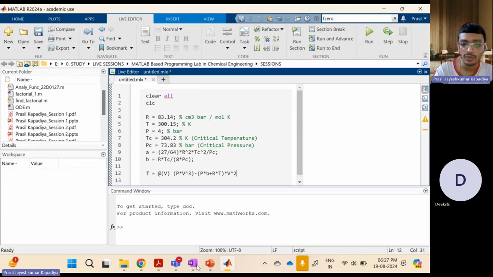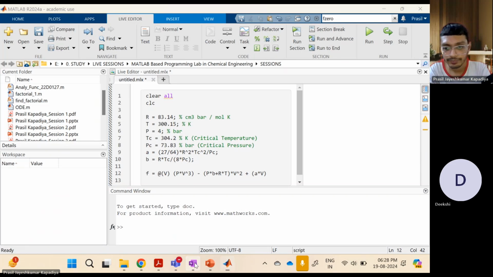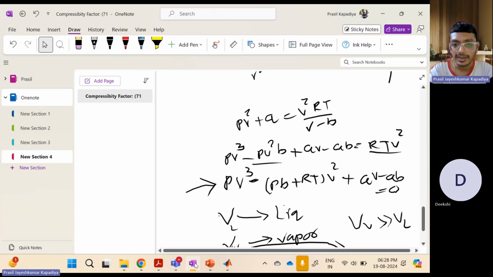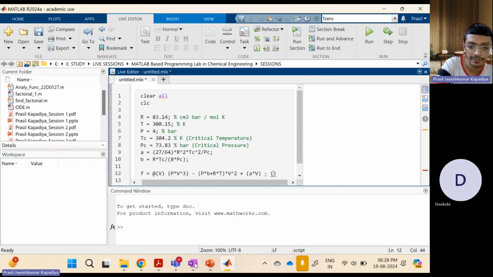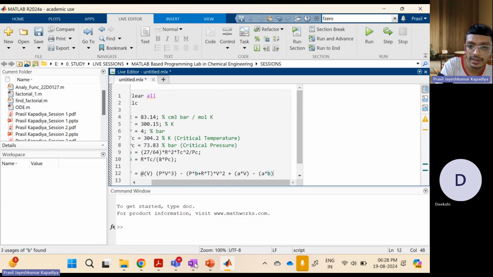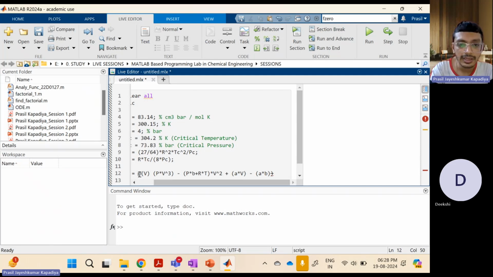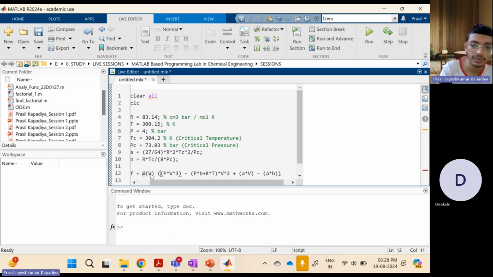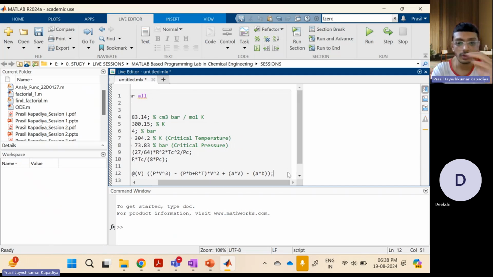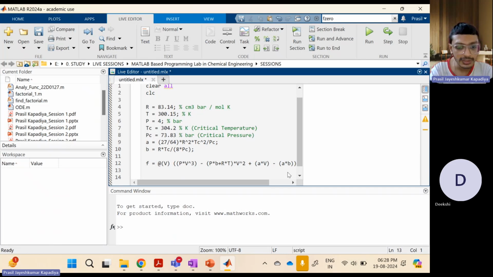My third term is A into V plus A into V, and my fourth term is minus AB minus A into B. This is my equation of state. So let's do one thing. Let's keep one whole bracket for this equation. Now I need to solve this equation. So how can I solve this equation?